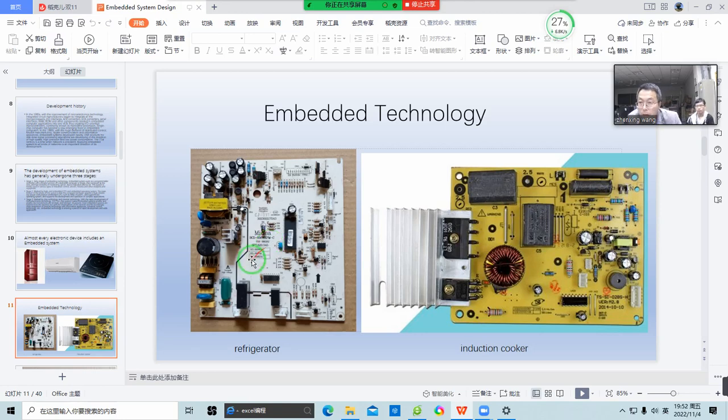Here you can see this is a PCB board inside the refrigerator. Here is the CPU, central processing unit.